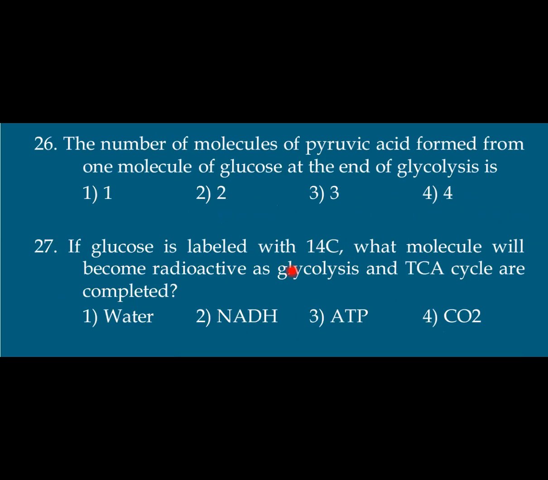If glucose is labeled with 14C, the radioactive isotope of carbon, which molecule will become radioactive as glycolysis and TCA are completed? The question is, you are labeling glucose. In glucose, 6 carbons are there. Assume that all the 6, or any one of those 6, whatever, you are labeling with radio labeled carbon instead of normal carbon. At the end, where you find radioactivity is asked.